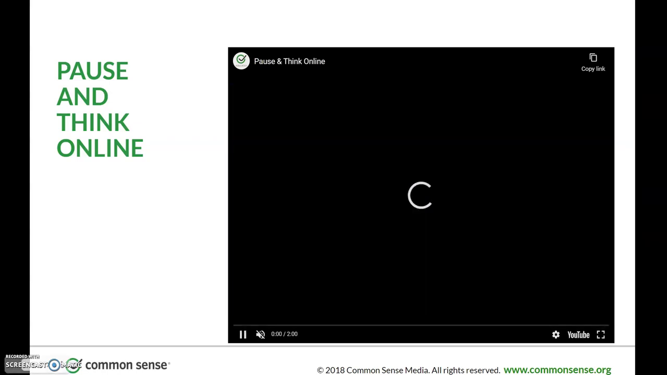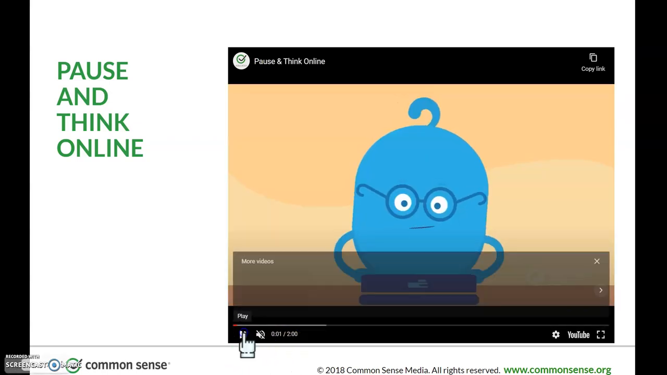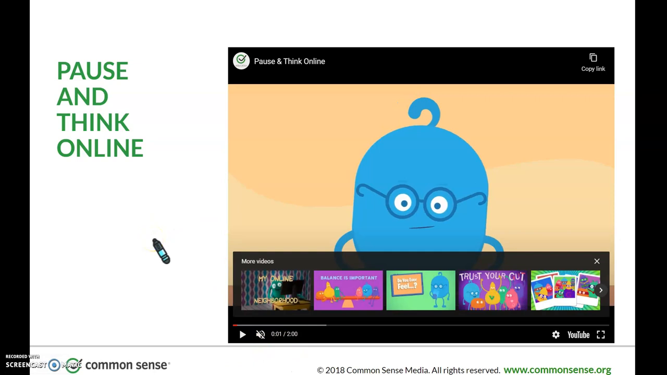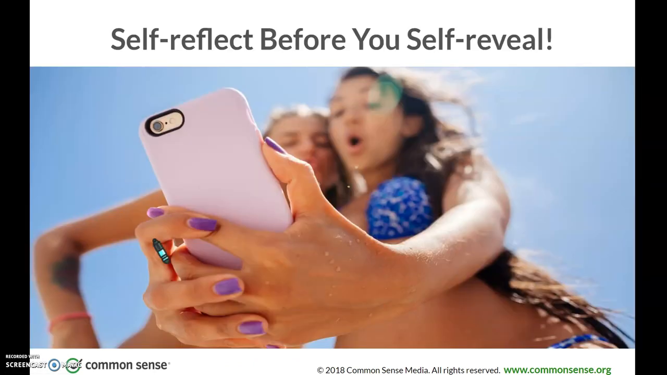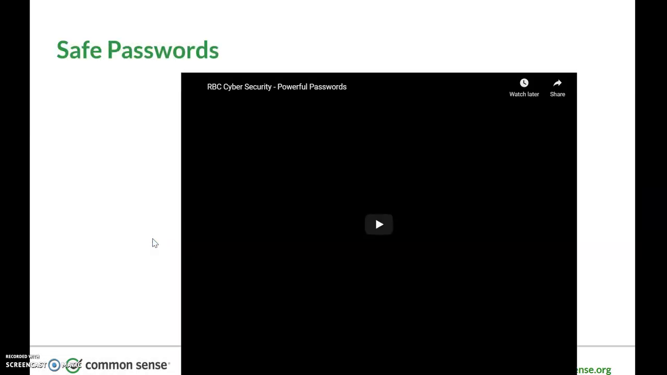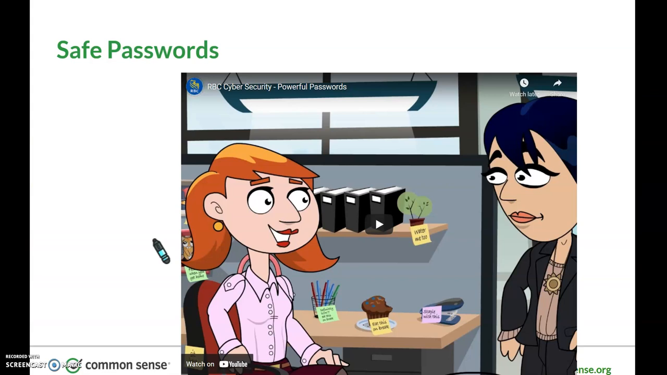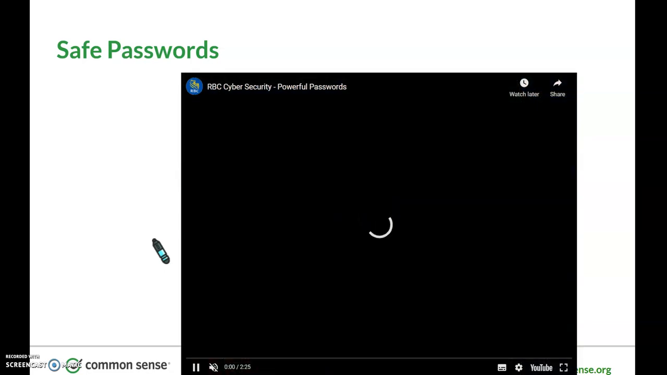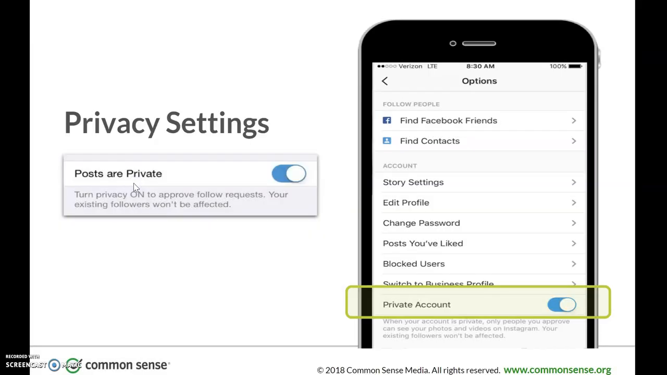Okay, there's a fabulous video here by Common Sense again, telling us to pause and think online. So before you post something, think carefully. Also, self-reflect before you self-reveal. Is this a picture you want to have on the internet? Safe passwords. Too many people have very unsafe passwords like 1234 or 2020. So making sure we have safe passwords will protect ourselves, and it's really an essential thing.